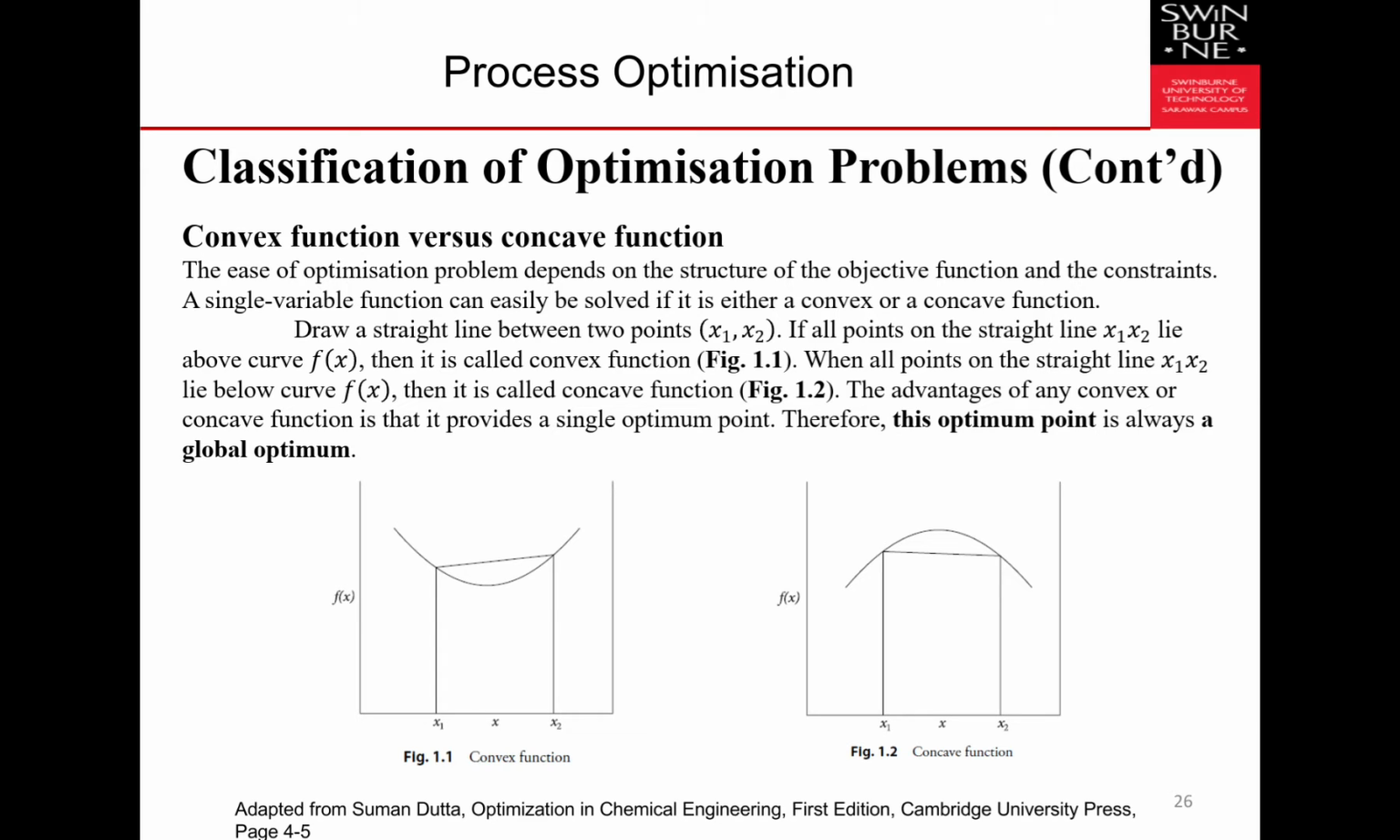And then here we have convex versus concave. If you draw a straight line between two points here and here, and all the points of the straight line lie above the curve f(x), then it's called a convex function. When all points on the straight line lie below the curve, then it's called a concave function. The advantage of convex or concave functions is that they have a single optimum point, here as well. Therefore, this optimum point is always a global optimum.